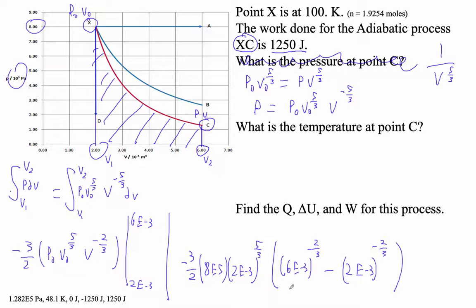This is very complicated. Not really, though. You just have to be able to type stuff in. Negative 2 divided by 3. Hit the right arrow. Boy, I hope this works. I got it, baby. Okay, so that integral, if you work this out, is 1246.2 joules, which is where I got this.